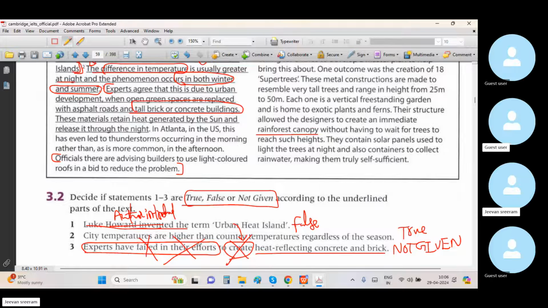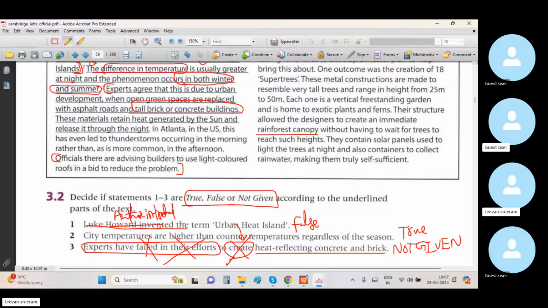If any statement is true, for everything you say false, false, true, right? You should be able to say what is the truth about it. For example, urban heat island is the one. In the place of expert, you can say what the truth is, mention it clearly, right?